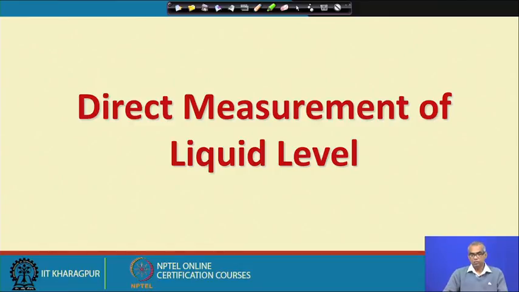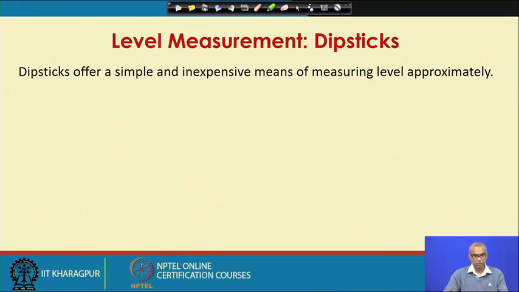So, let us start with direct measurement of liquid level. We will start with dipsticks. Dipsticks offer a simple and inexpensive means of measuring level approximately. It can measure liquid level only approximately.